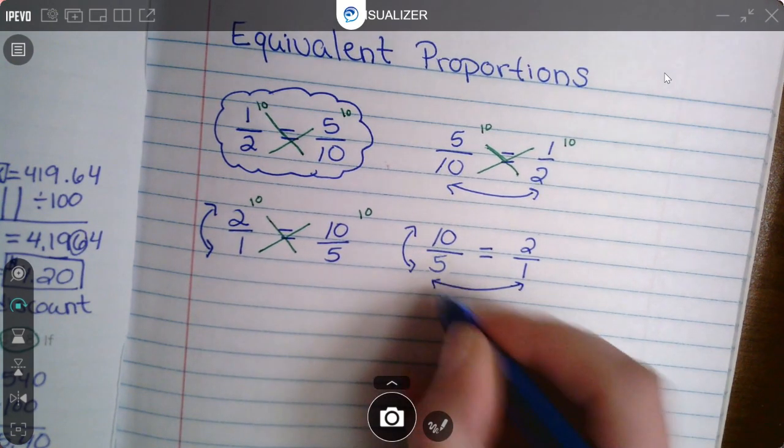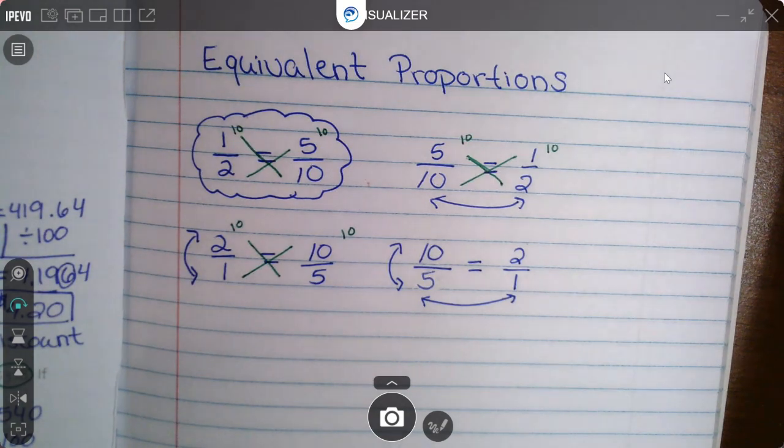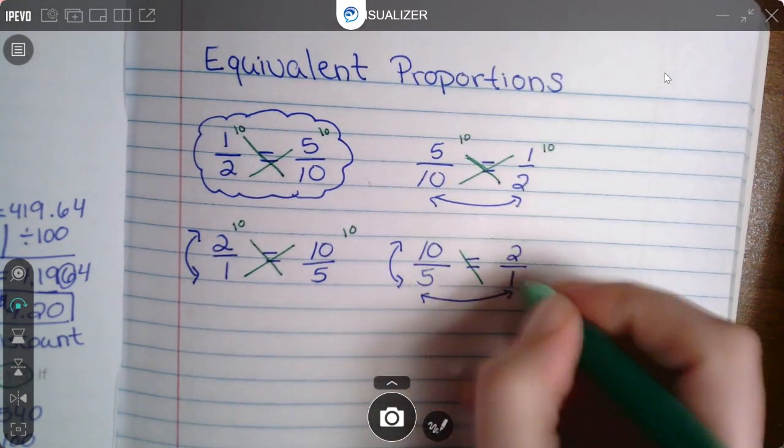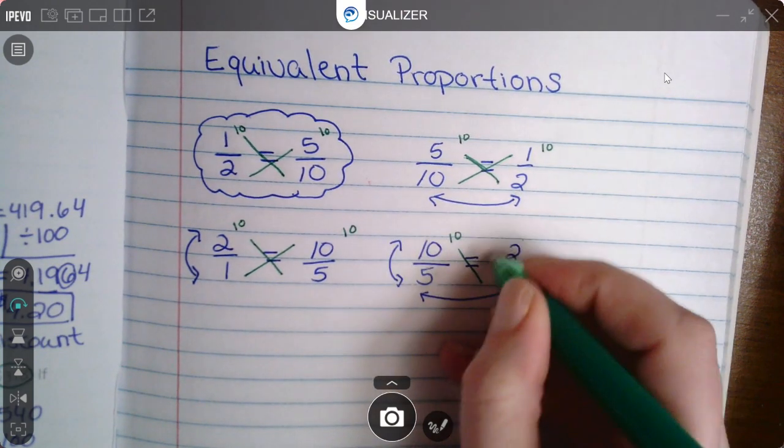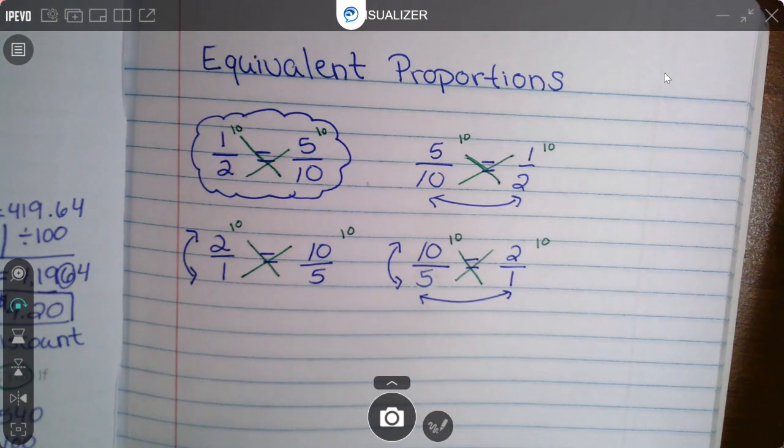And even though I've done a whole bunch of moving around with these numbers, if I cross multiply and my cross products are the same, I know I've done it correctly. So 1 times 10, 10, 5 times 2, 10. I know I did it correctly.